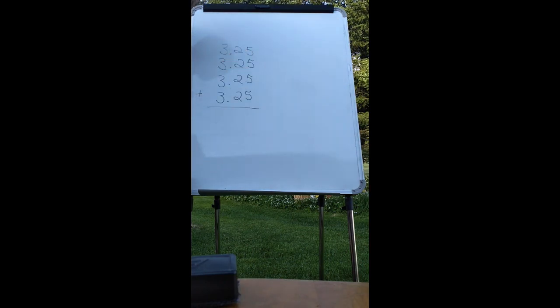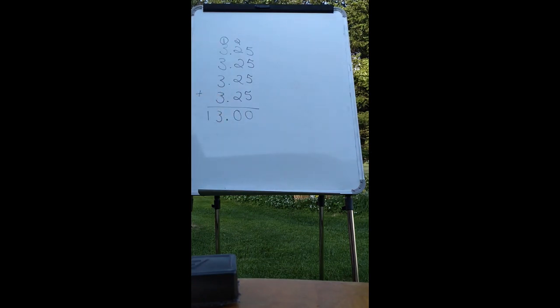Now, I'm going to go through and add this up. 5 plus 5 is 10, plus 5 more is 15, plus 5 more is 20. I'm going to put the 0, carry the 2. Now I'm going to go 2, 4, 6, 8, 10. Put the 0, carry the 1. Now I'm going to think about this additional 1 later. I'm going to go 3, 6, 9, 12, and then I'm going to think about that 1 and say 13. And I'm going to drop my decimal point down.